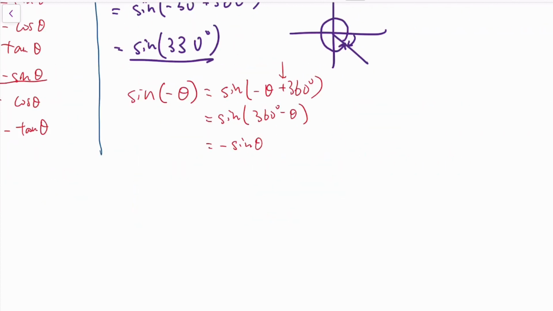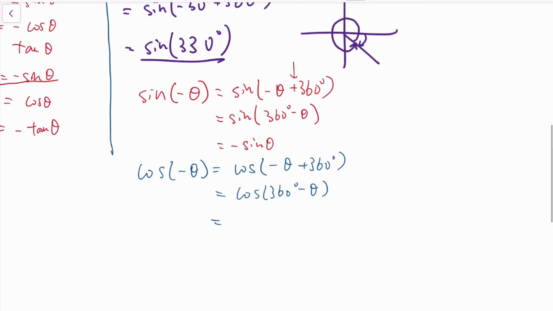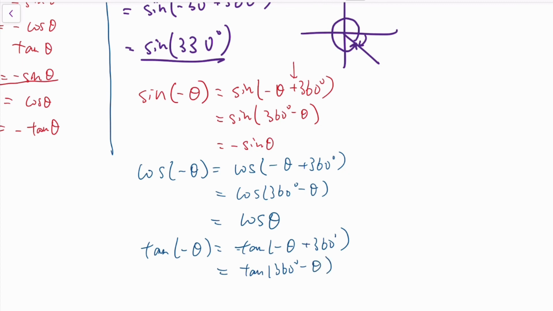Obviously, similarly, we can do the same for cosine. So we obtain cosine of negative theta being cosine of negative theta plus 360. Then it is cosine of 360 minus theta. But cosine is positive in the fourth quadrant, so this is cosine theta. Lastly, tangent. It's the same. You probably can do this yourself. If you want, pause the video now. The conclusion is that tangent of negative theta is negative tangent theta.